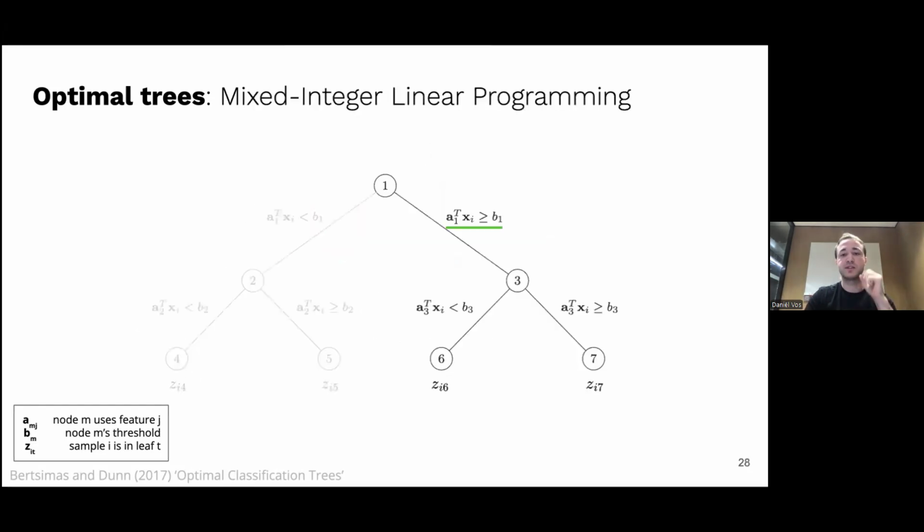Yeah. So what this looks like is if I have a sample that can go into the right side of the tree, we know for sure that it can never reach the left side. So we will set all these Z variables to 0.